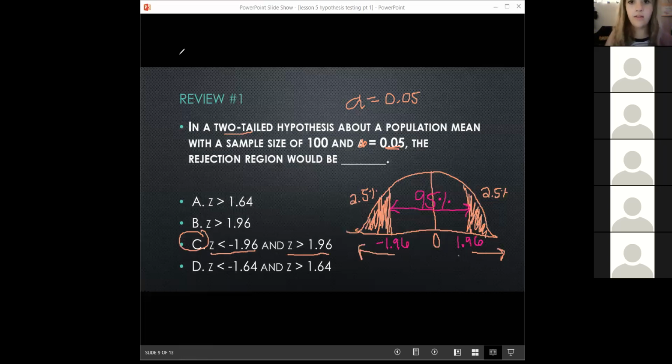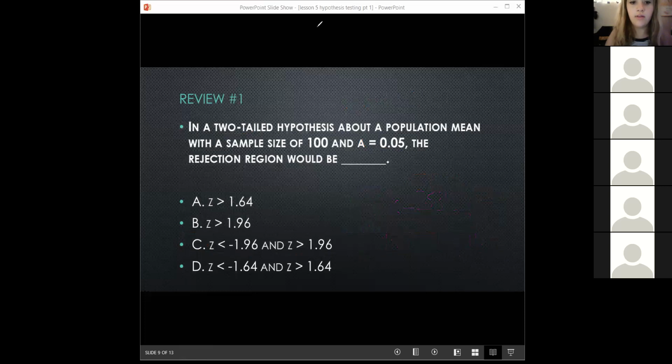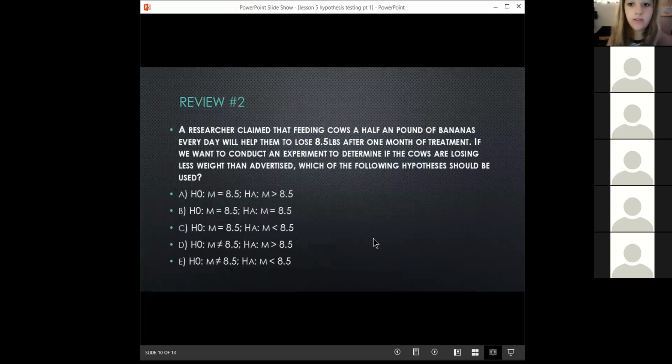All right, let me clear my drawing. Alrighty, let's do another one. Okay, so this just makes me laugh. A researcher claimed that feeding cows a half a pound of bananas every day will help them to lose 8.5 pounds after 1 month of treatment. If we want to conduct an experiment to determine if the cows are losing less weight than advertised, which of the following hypotheses should be used?